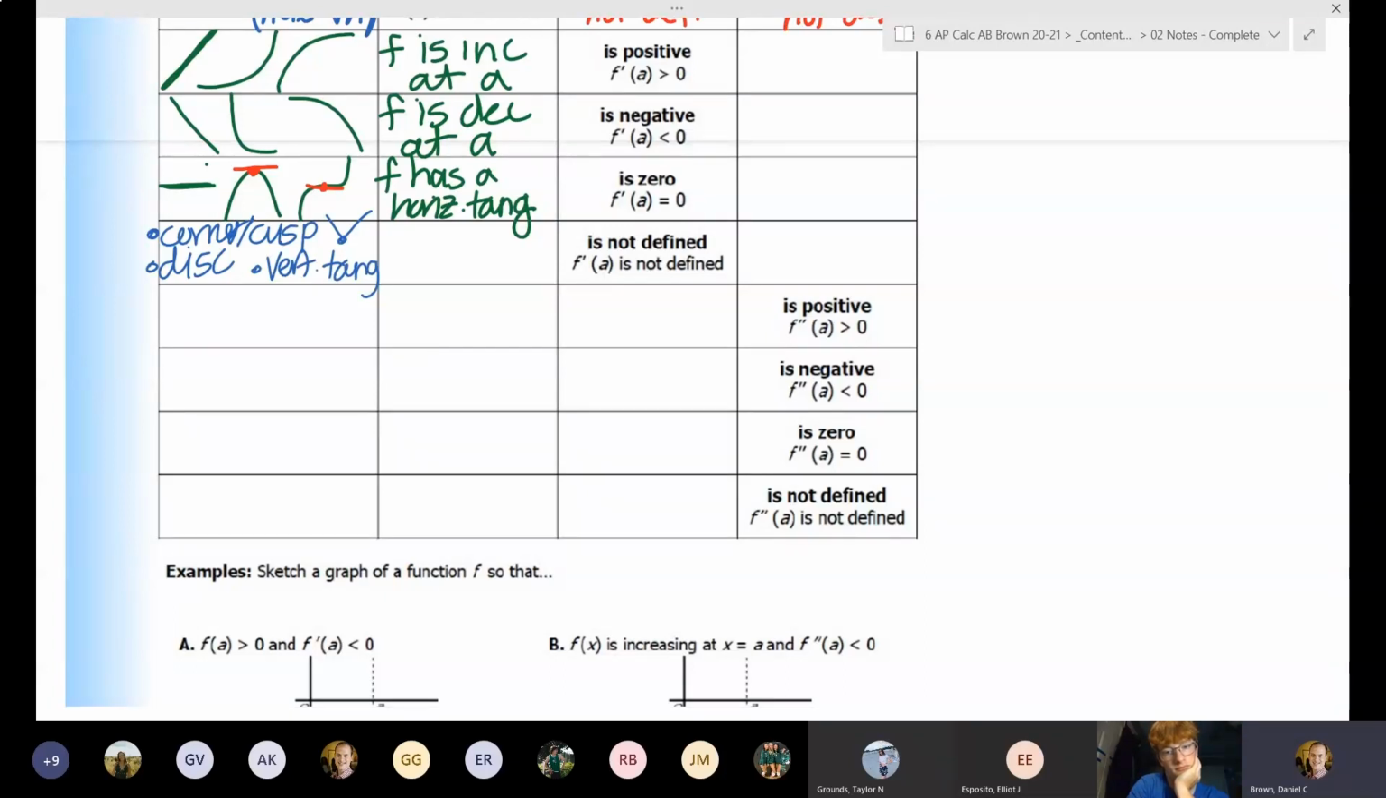I'm going to introduce a new phrase to you right now. Another way of saying, hey, this function f doesn't have a derivative is we'll say the phrase f is not differentiable.